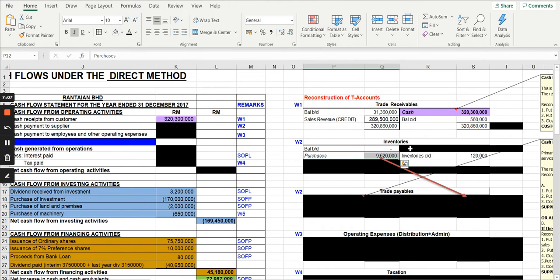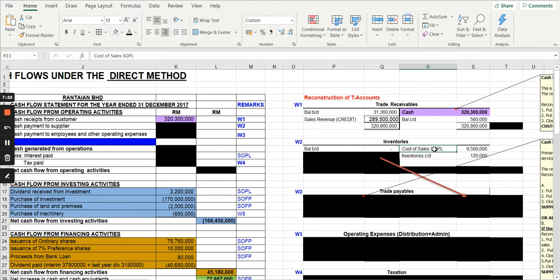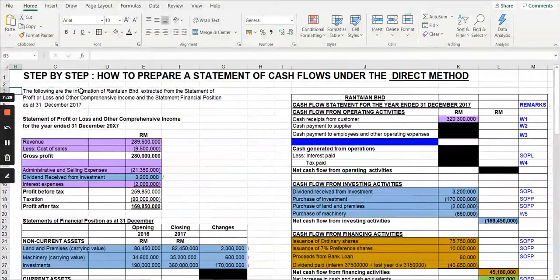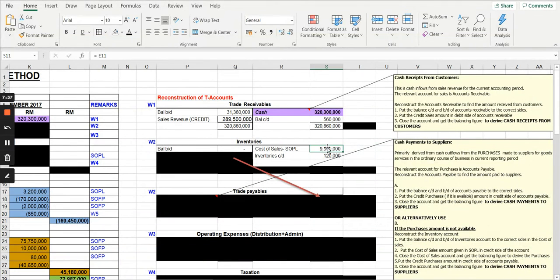How do you find out the cost of sale? You will find that by looking at your statement of profit or loss. If you go to the SOCF, cost of sale is in the statement of profit or loss. Go directly there. You can find the cost of sale is 9.5 million. Put that here on the credit side.